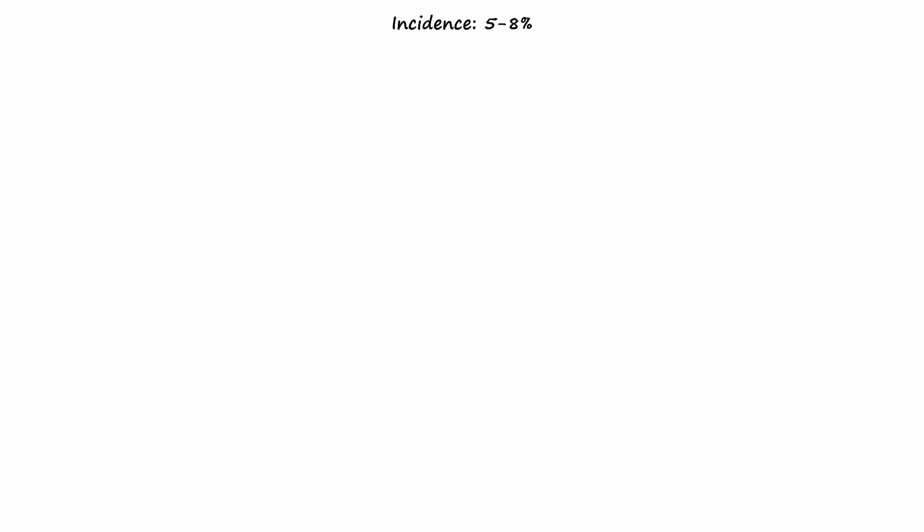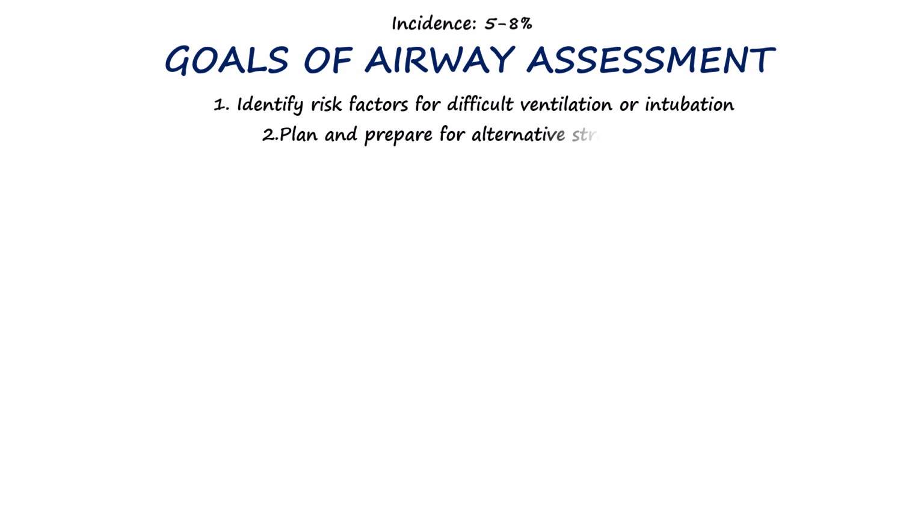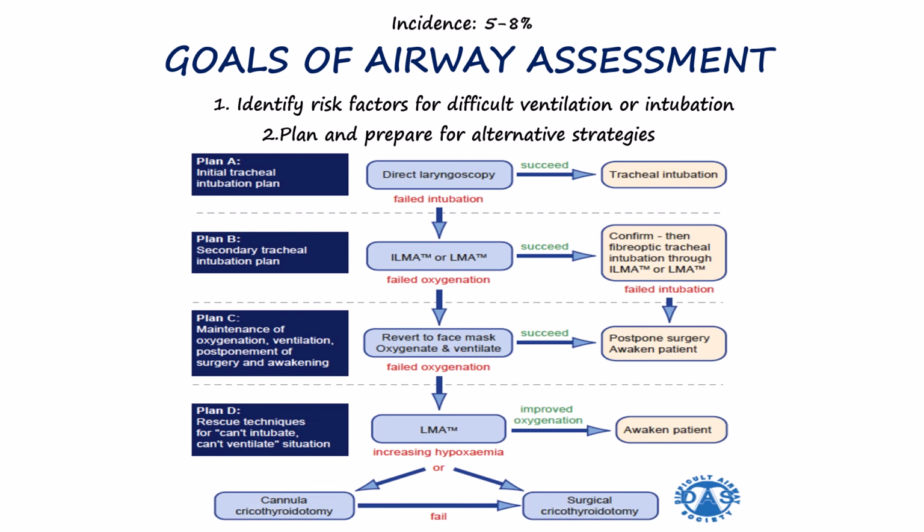So, what exactly are we aiming to achieve with airway assessment? Well, the main goal is to help us spot any risk factors that could make ventilation or intubation difficult. If we think the airway could be tricky, we can get backup ready like a video laryngoscope, a fiberoptic scope, an LMA, or even surgical airway tools before things get out of hand. For this we follow a difficult airway algorithm which we will see in a separate video. You can pause the video and check this algorithm, which is self-explanatory.